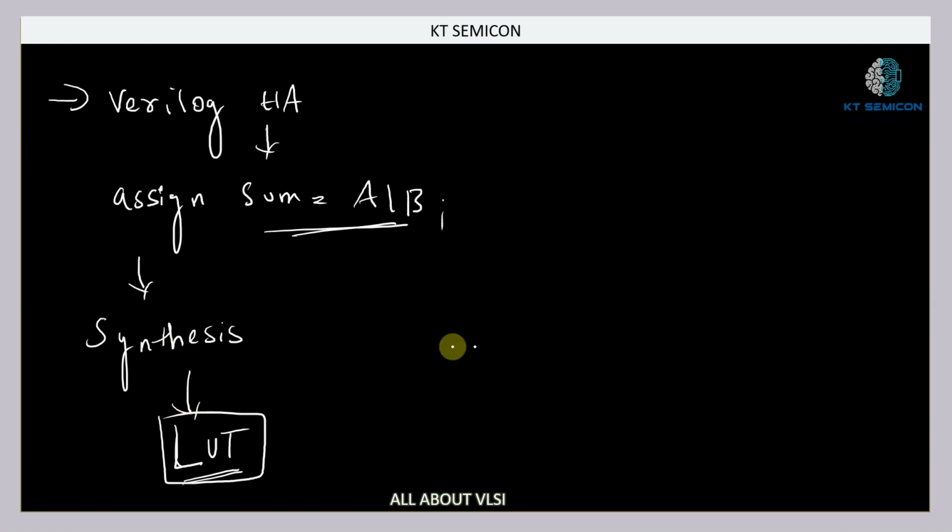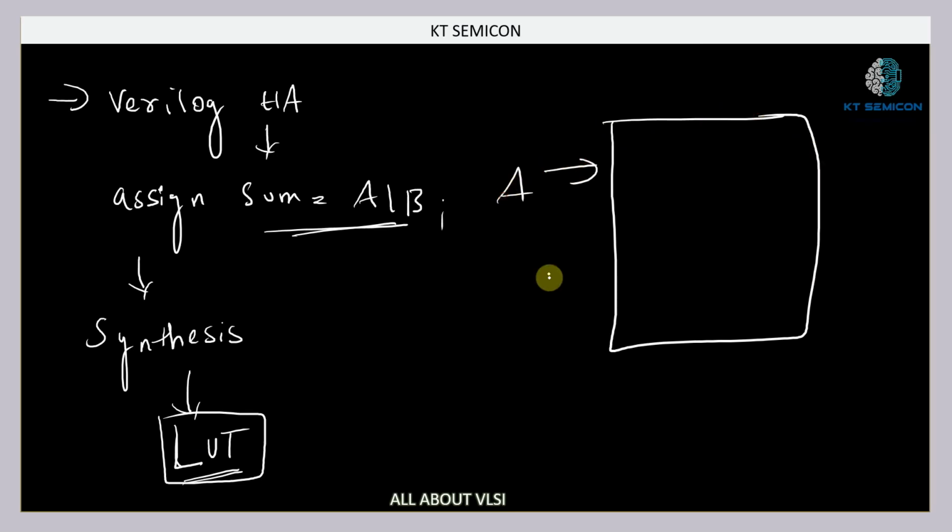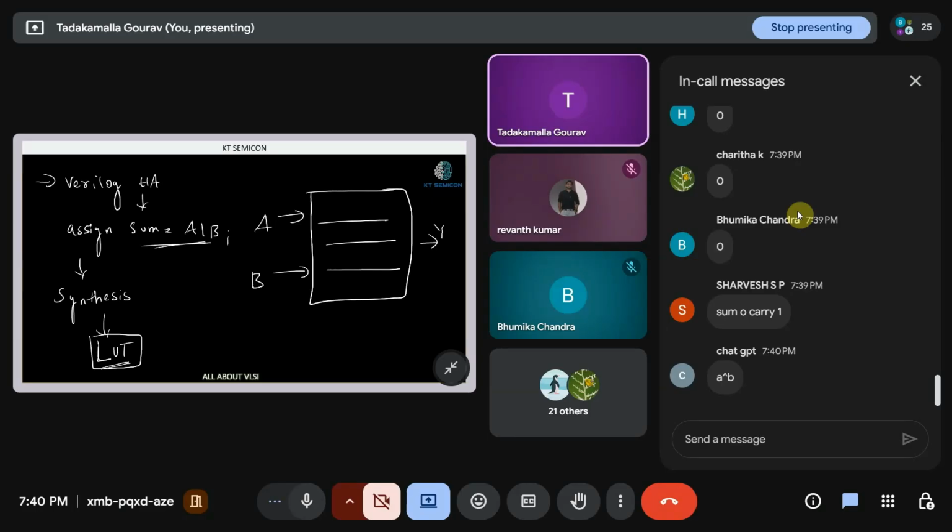How you're going to convert it into LUTs and how you're going to program your FPGA, that is what we are going to learn in this particular session, right? Now it has been converted into LUT logic. In this LUT logic we are going to have A and B. Now in these four locations, what will be the data items that will be present? Can anyone tell me? Please see the code and answer.